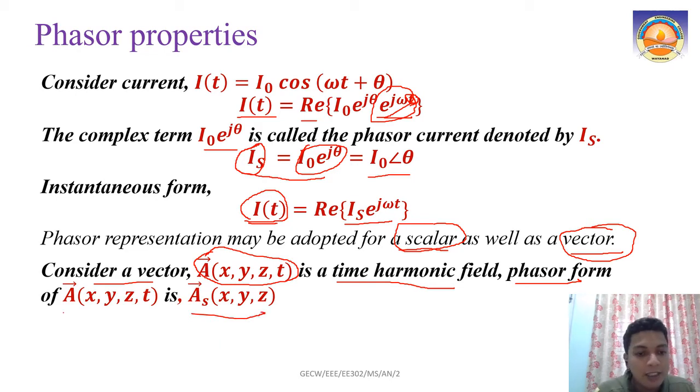The difference between these two terms is why we are getting into this. Here our real vector A is a function of x, y, z and time, means space variable as well as time. But when we change it into the phasor form, it is only a function of x, y, z, meaning it becomes time independent. So our analysis will become much easier. That is why we are getting into phasor representation.